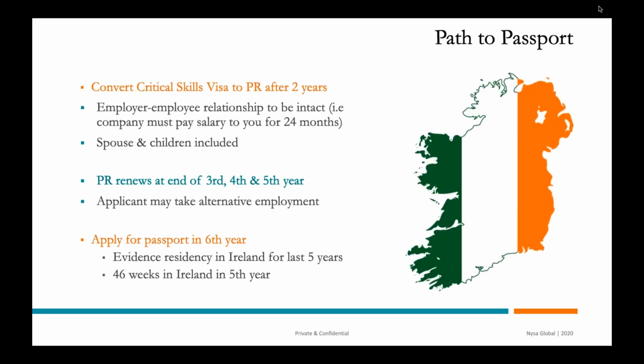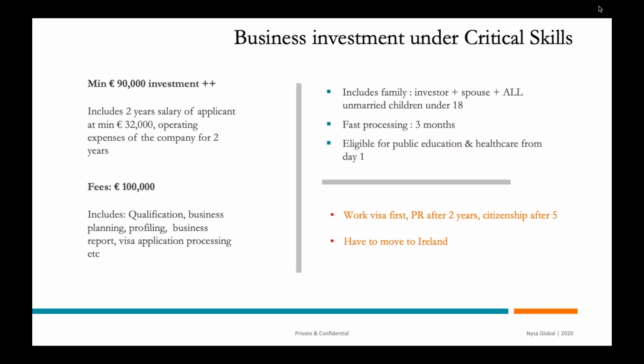After 2 years of maintaining the employer-employee relationship, that is payment of monthly salaries, the critical skills visa converts to a PR, which renews again after the third, fourth, fifth year, and you're eligible for a passport after the 6th year. Again, both Irish routes include children under 18.